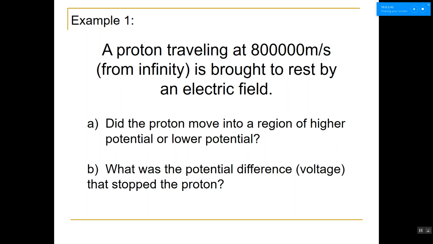Potential energy. It's like throwing an object upwards. You have the initial kinetic energy that's slowly decreasing, reaches a peak where it doesn't have a velocity anymore and it only has potential energy, and then it falls back down. So this is the exact same situation.